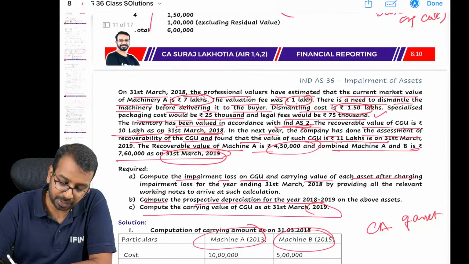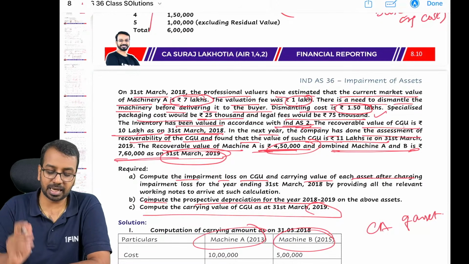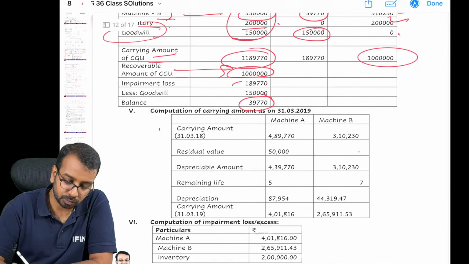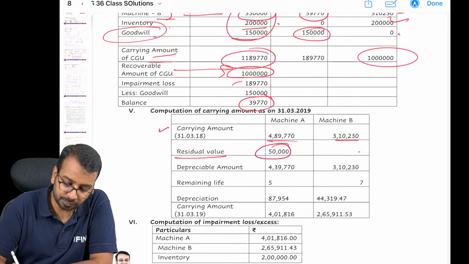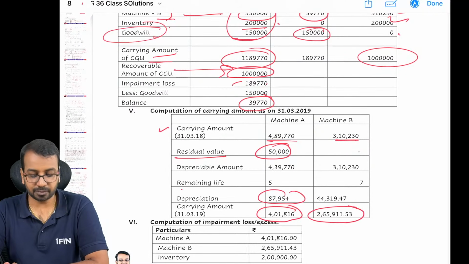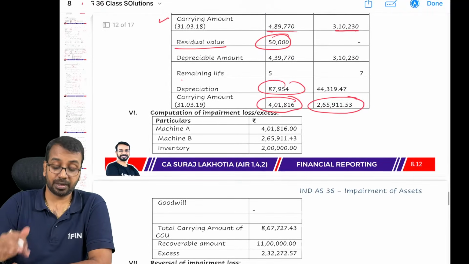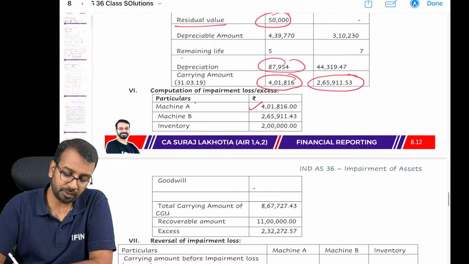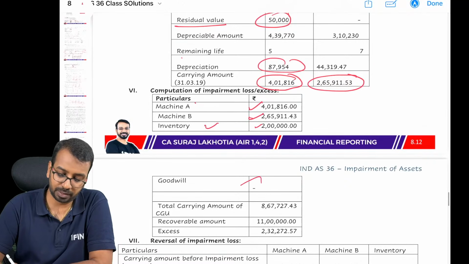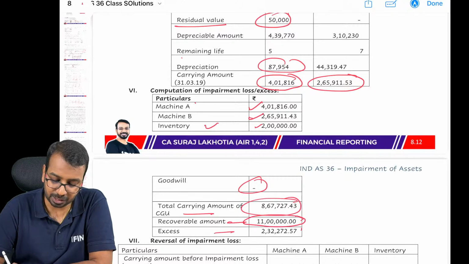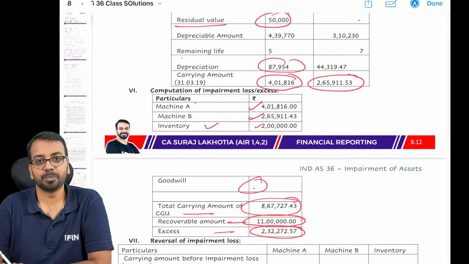Then subsequently what has happened? Subsequently recoverable amount of machine A is 450 and combined of machine A and B is 760 as on 31st March of 19. So after that, carrying amount we have calculated, residual value is 50,000, then depreciation you can calculate, you get the carrying amount of 4,01,000 and 2,65,000. Okay, then when we are reversing, 4,01,000 is machine A, 265 machine B, inventory 2 lakh assumed, goodwill is 0, total carrying amount is 867, recoverable amount is 11 lakhs, excess is how much? 232, 272, that is the excess.